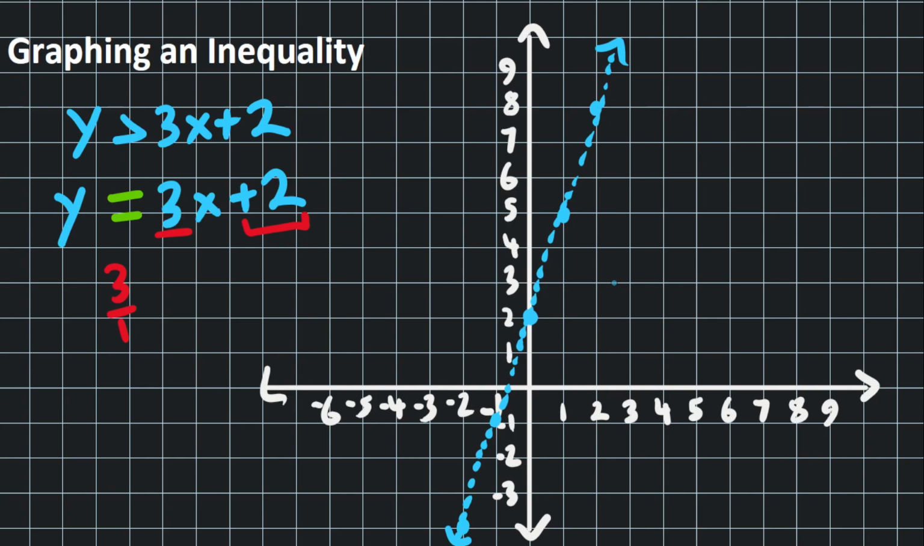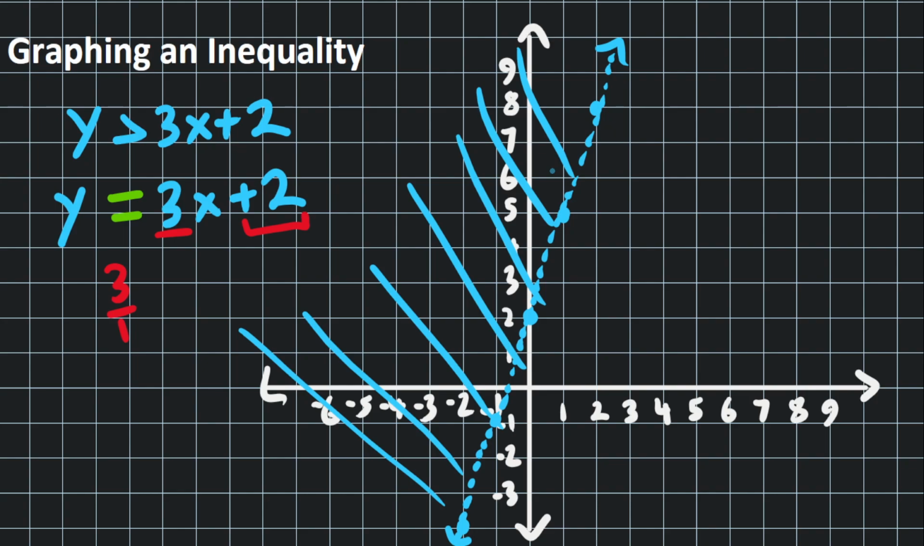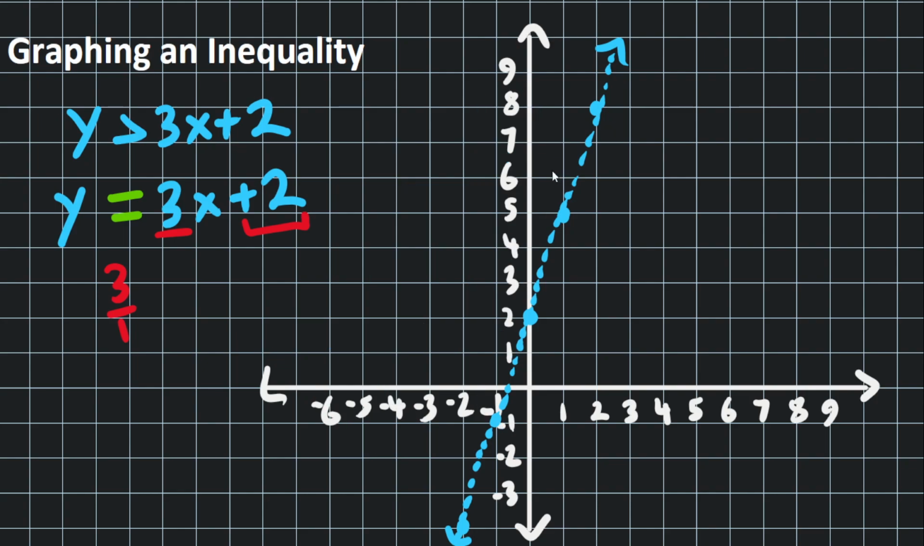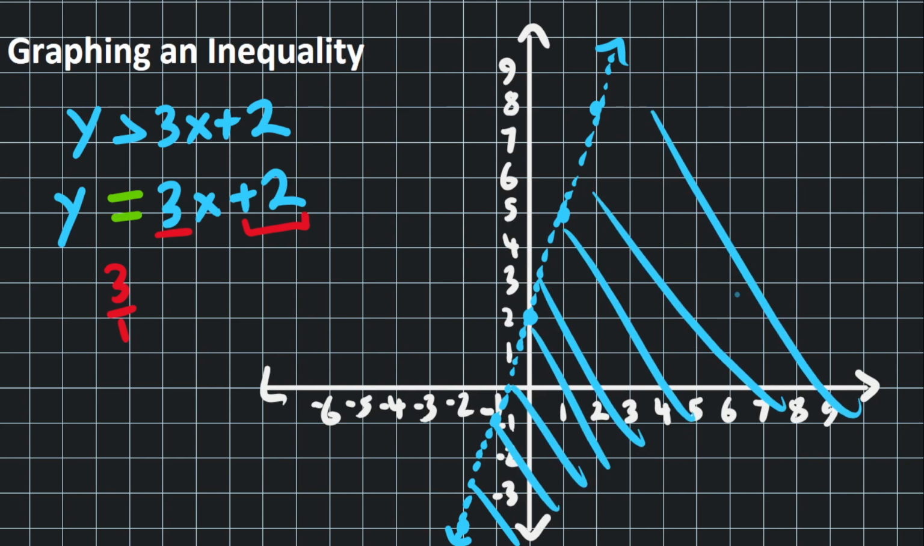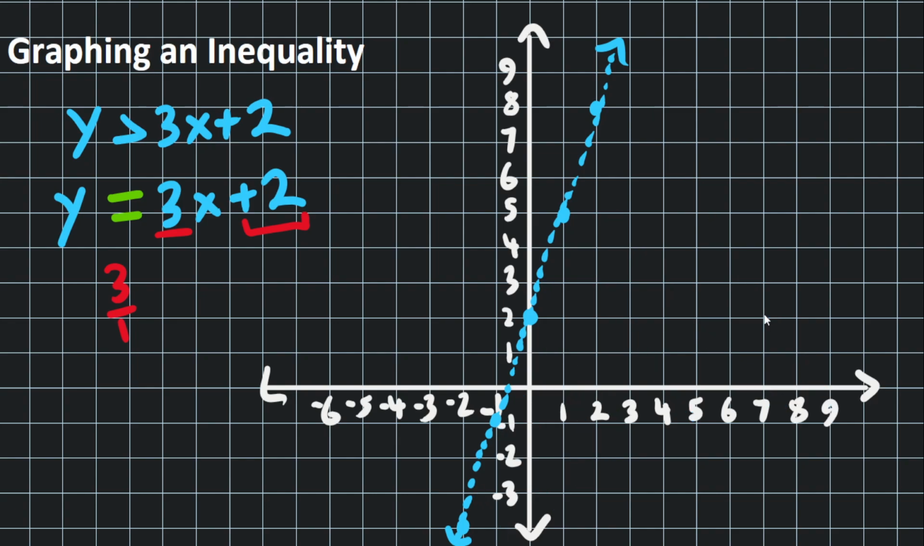And the next thing we're going to do is look at the symbol. It's a greater than. So we have to shade a region of this graph. We can either shade the region above this line, like this, because that is above the line. Or we can shade the region below the line, which goes like this. So we can shade either of those regions. Which one do we want to do?